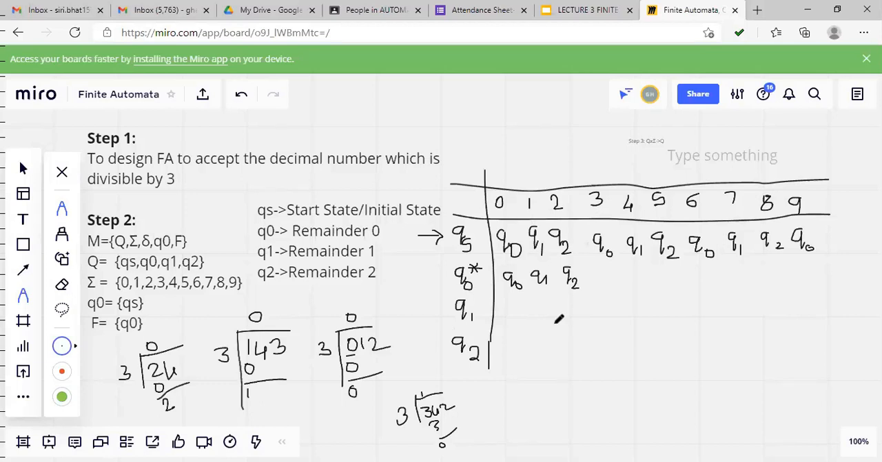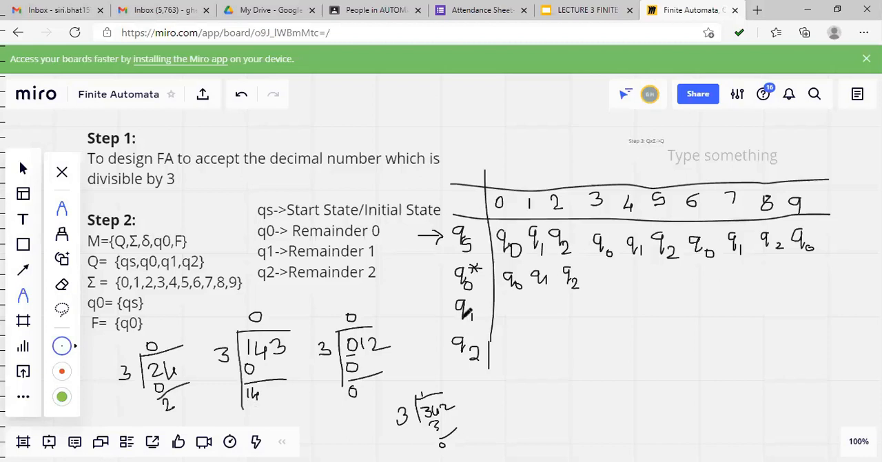Is this clear, students? Are you getting this? Since Q1, when am I in Q1? When there is remainder 1. See in this example, 3 divided by 3 gives remainder 0, and here the remainder is 1. So now here I am in Q1. With this 1, I'll be carrying this 4. So here we are reading 14. Means 1, 4, 14. I hope you are getting this.